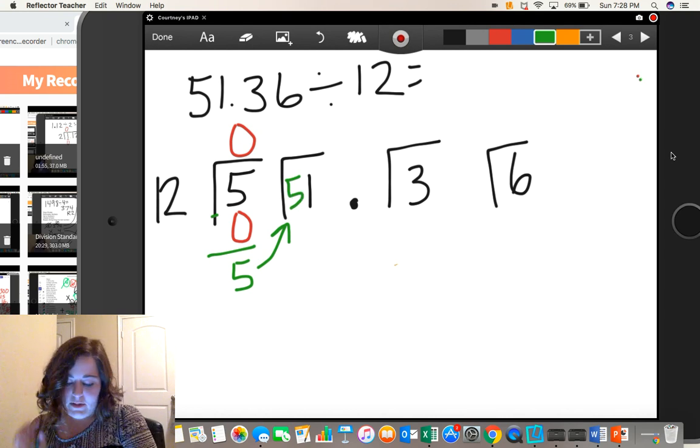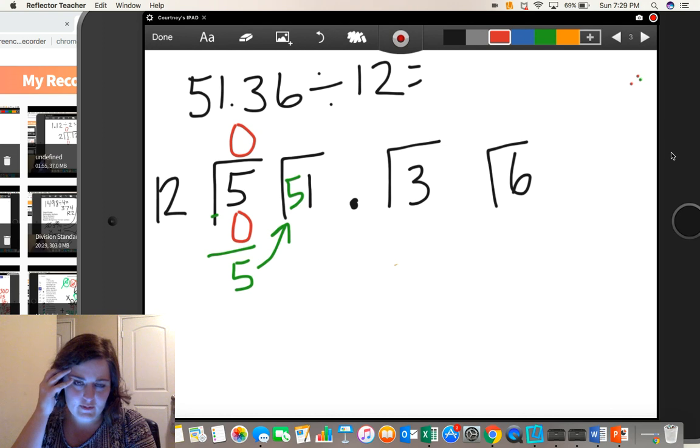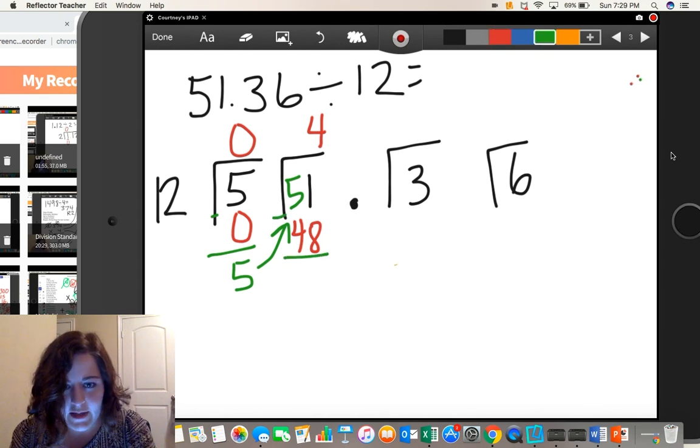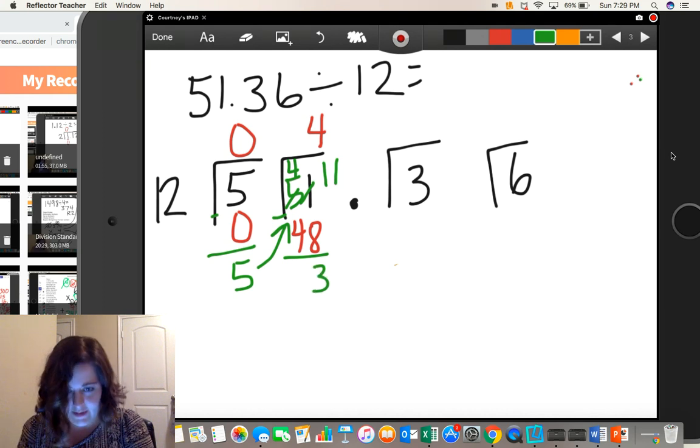And we need to know what number times 12 will get us closest to 51 without going over. 12 times 3 is 36. 12 times 4 is 48. 12 times 5 is 60, which is too big. So we're going to have to go with 12 times 4, which is 48. After we multiply, we have to subtract. 51 minus 48. You can't do 1 minus 8, so you got to borrow. This becomes a 4, and this becomes an 11. 11 minus 8 is 3, and 4 minus 4 is 0.